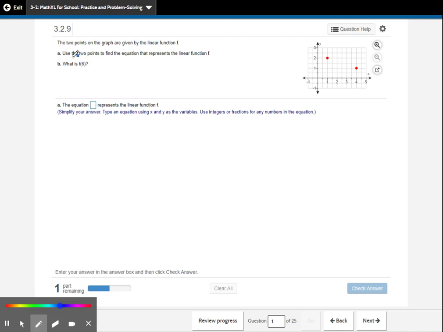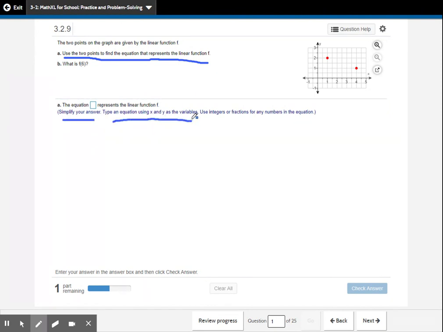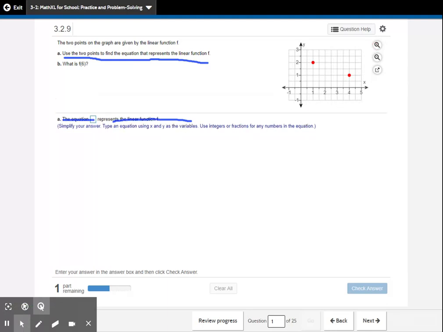Okay, so part A says use the 2 points to find the equation that represents the linear function. It says simplify your answer, type an equation using x and y as the variables. All right, so anytime we're trying to write an equation and all we're given are specific points, or random points, we're not necessarily given the y-intercept, we're going to use the point slope formula.